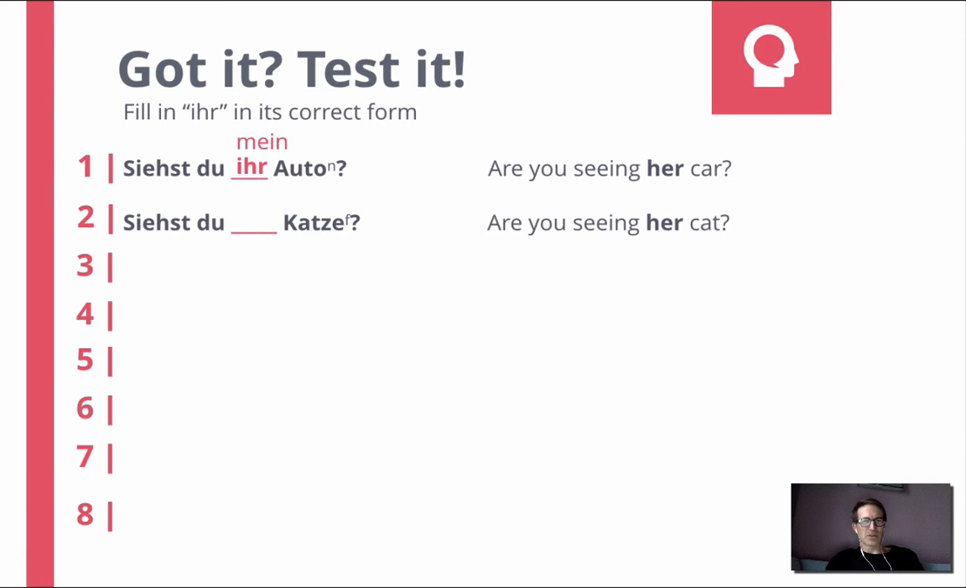Katze. Are you seeing her cat? So, is there a noun following the gap? Yes, Katze is a noun. It's capitalized. And in English you can say the cat. So we can use mein. So how would you say, are you seeing my cat? Siehst du meine Katze? Now, if you wanted to say, are you seeing her cat? How would you do that?